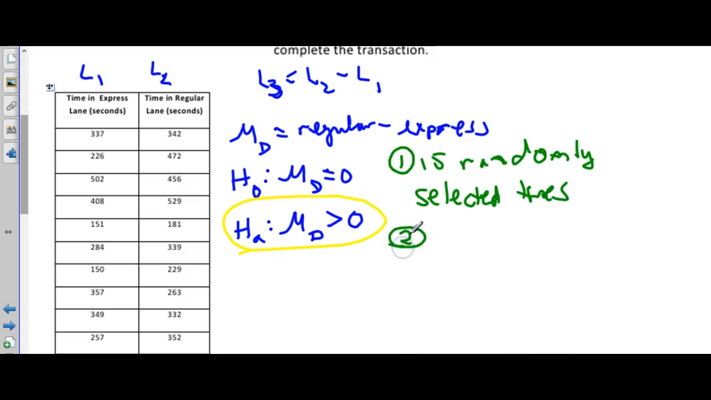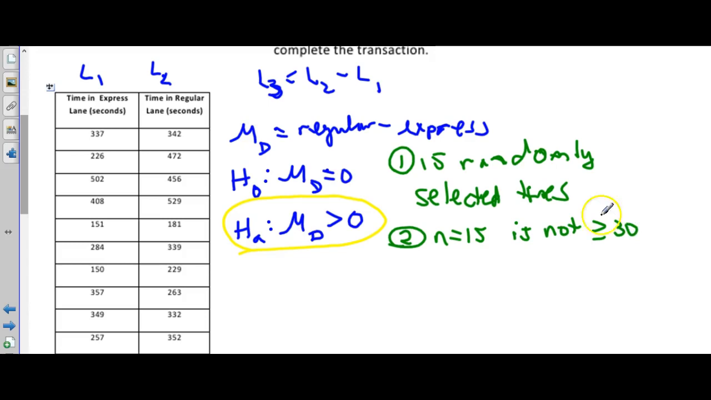10% condition, obviously 15 is a lot less than all the possible days and times they could have gone, so that condition would be met. And we need to also talk about our sample size. So n is equal to 15, and that is not greater than or equal to 30. So is normality a reasonable assumption?